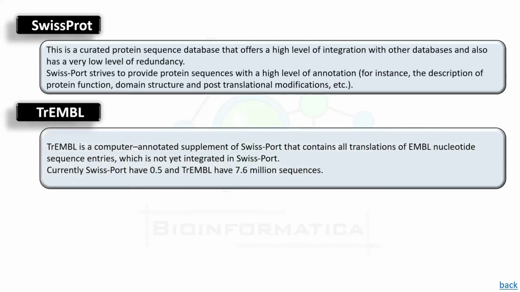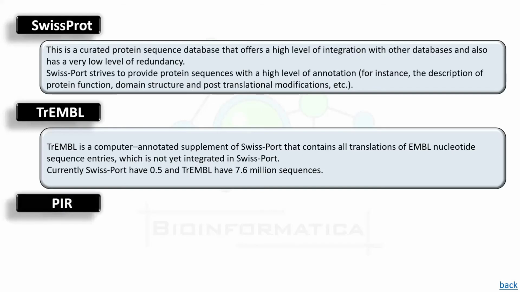TrEMBL is a computer-annotated supplement of SwissProt that contains all translations of EMBL nucleotide sequence entries, which are not yet integrated in SwissProt. Currently, SwissProt has 0.5 million and TrEMBL has 7.6 million sequences.